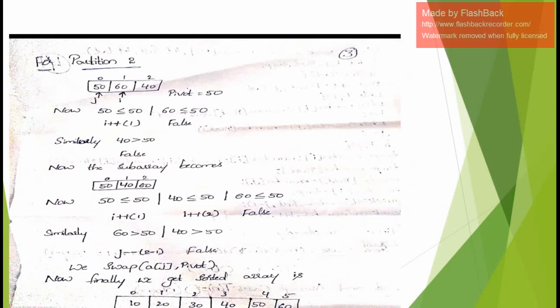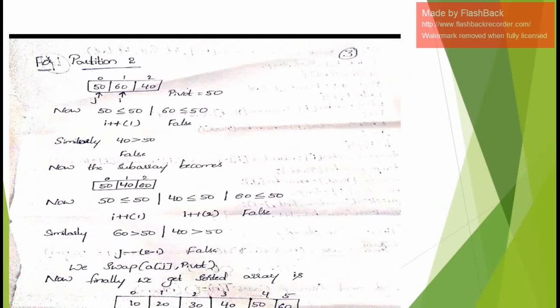So we start comparing with the 50. That is, for a of i, is a of i less than or equal to pivot? 50 less than or equal to 50. The condition is true and the value of i starts incrementing and it is 1. On comparing with the next element, 60 less than or equal to 50. Again the condition is false. So we stop incrementing i there and the i value is fixed at 1.